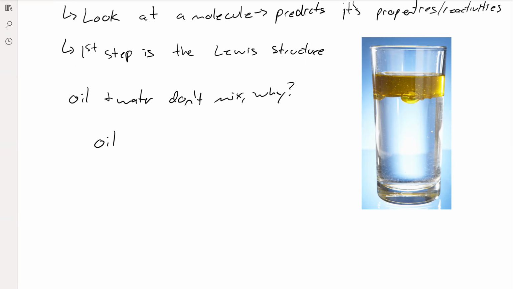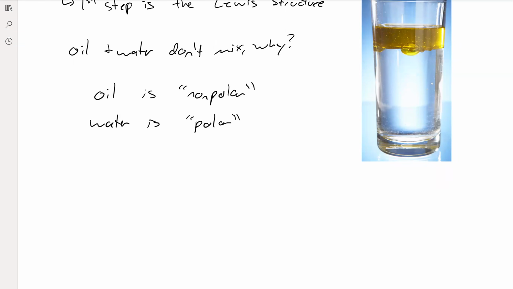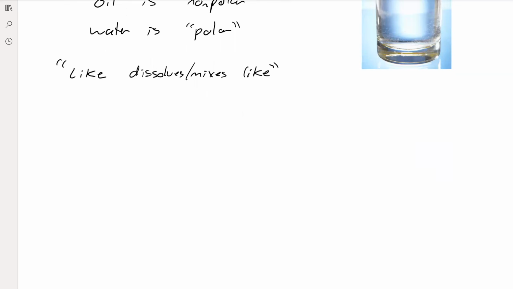And the general answer to that is oil is nonpolar, while water is polar. And the general saying in chemistry is that like dissolves like. I like to say like dissolves / mixes like. So if you have two polar things, they will mix or dissolve with one another. If you have two nonpolar things, they will mix and dissolve with one another. But if you have one of each, they will not mix and dissolve with one another. So let's take a look at what polar and nonpolar means.